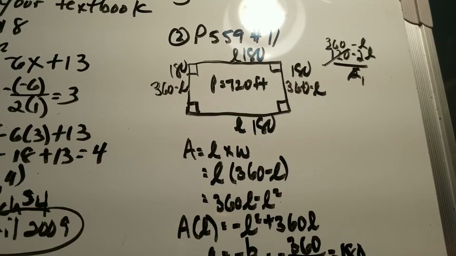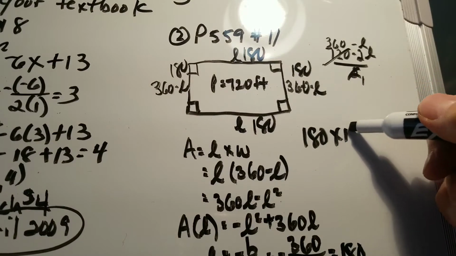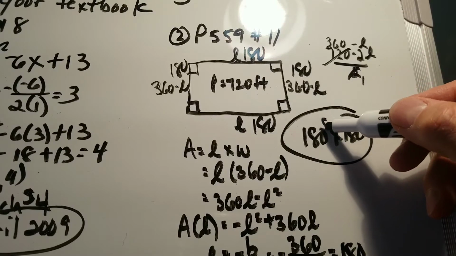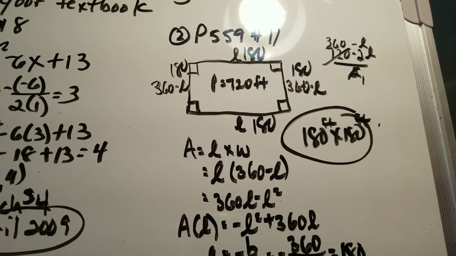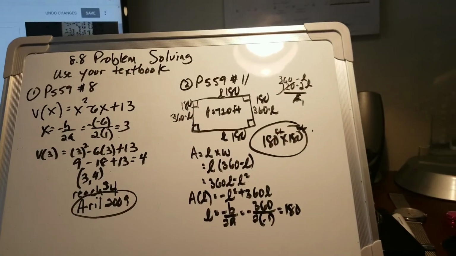And the answer is, what dimensions will maximize the area? It's 180 by 180. And that is in feet. Okay, let me pull this back so you can see what I did so far.